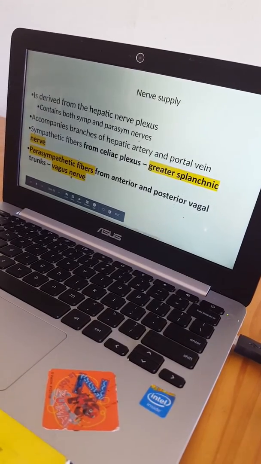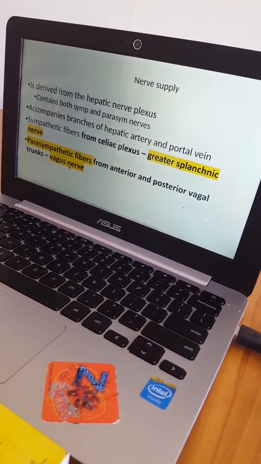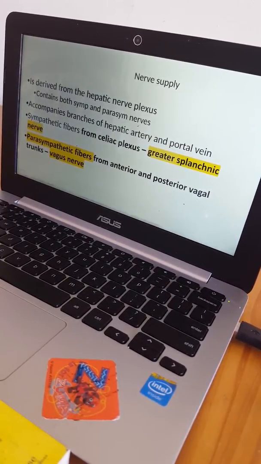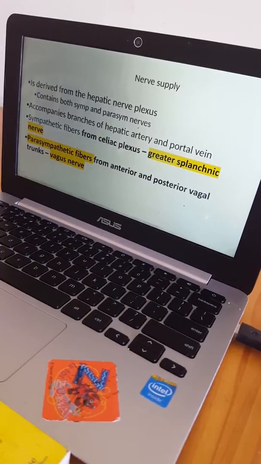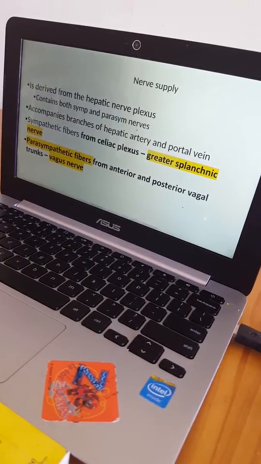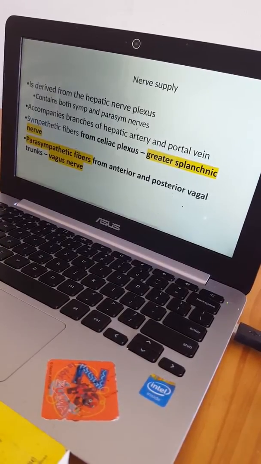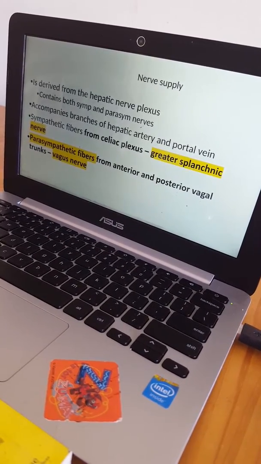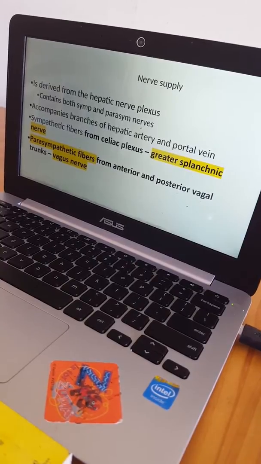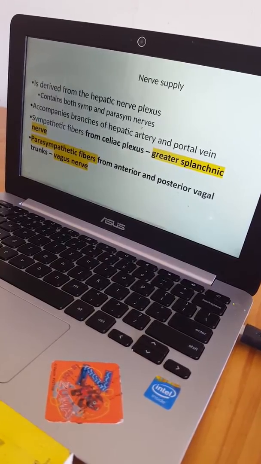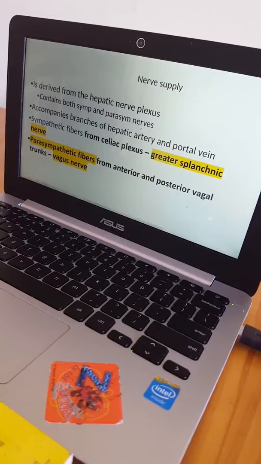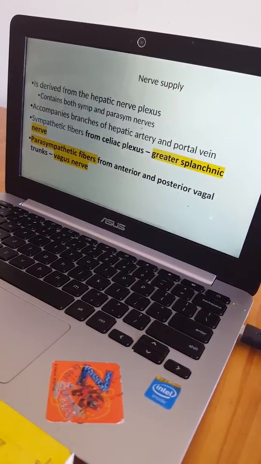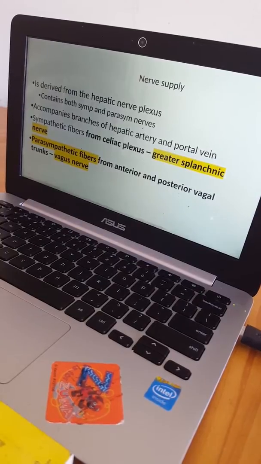So always remember, as a big picture, that the vagus nerve mostly supplies the gastrointestinal system. So parasympathetic, automatically you should know, in almost every gastro abdominal organ, it is the vagus nerve. And sympathetic fibers depend upon the region. If you're talking around the stomach, then it is the celiac plexus. If you're talking about the superior mesenteric area, then it is the superior mesenteric plexus. If you go a little bit down, then it is the inferior mesenteric plexus.